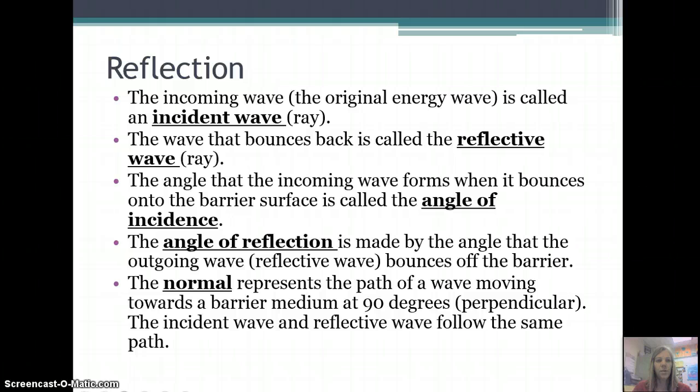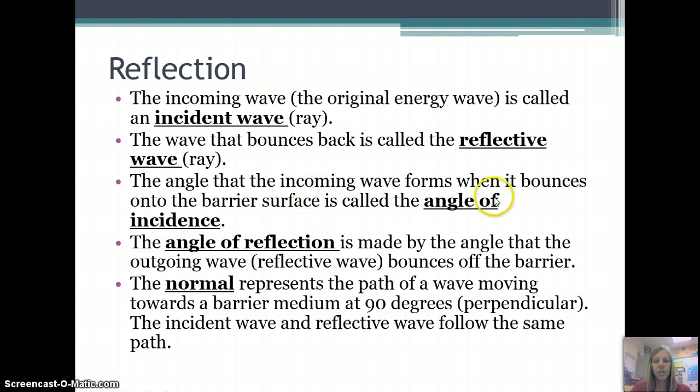All right, so now we're going to be moving on to a little bit more information about reflection. And this is basically just going over in words what we just showed you in a picture on the last screen. So the incoming wave is called the incident wave, and it's the original energy wave. Wave or ray, it doesn't matter which one you say. Now that wave, the incident wave, always bounces back on a barrier medium. That wave that bounces back is called the reflective wave or ray.